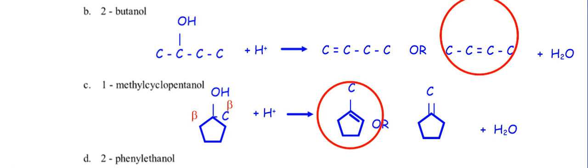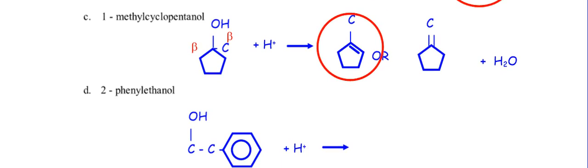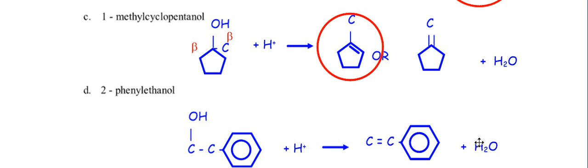What about 2-phenylethanol? What's going to happen here? Here my ethanol is on the first carbon, and here my phenyl group is on the second carbon. So I only have one beta set, if you will. And there I go. Hey, isn't that styrene? I think it is. And then we make our water. That's the only product, so I don't have to figure out which one predominates.